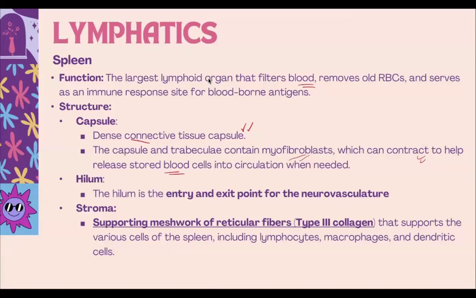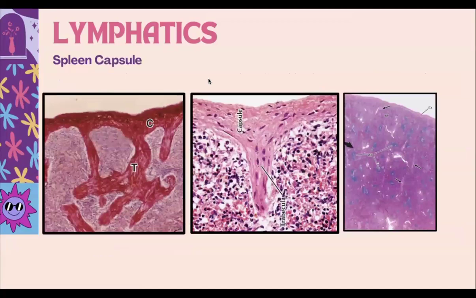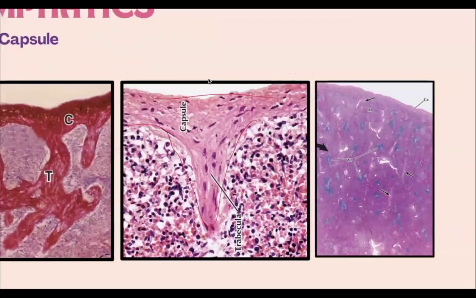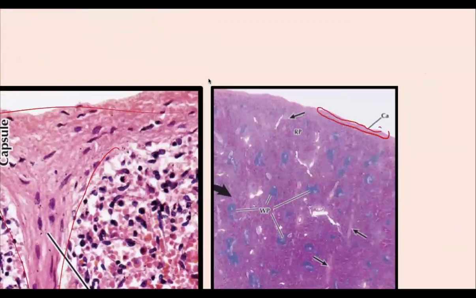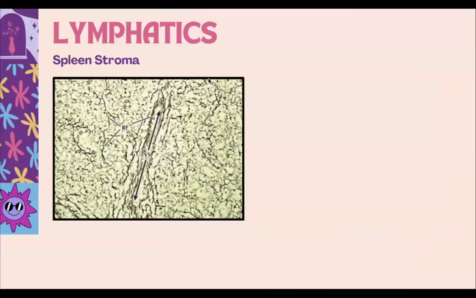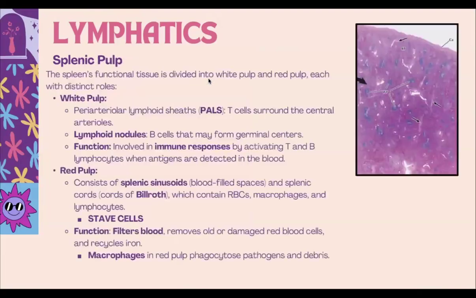Then lastly, you have the stroma, which is a meshwork of reticular fibers. Again, type 3 collagen, very important, as I mentioned. This is what the capsule looks like. You can see it's dense connective tissue, very packed, and very clear. You can see it here if you zoom in, but the other two pictures are clear enough. This is what the stroma looks like. Again, it's similar to the reticular connective tissue picture, because of the special stain, you can pinpoint it very easily.